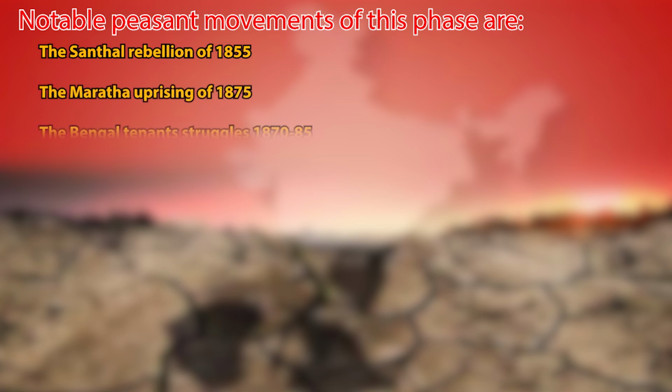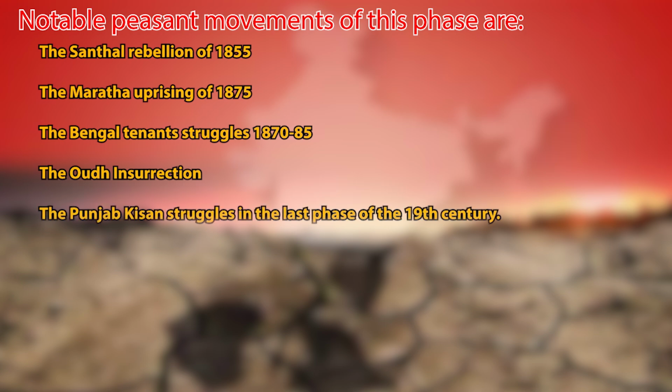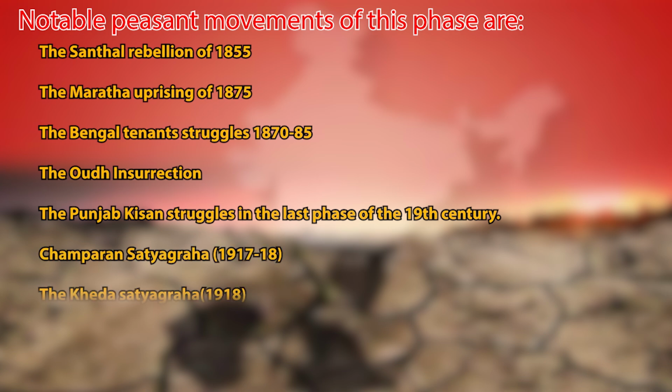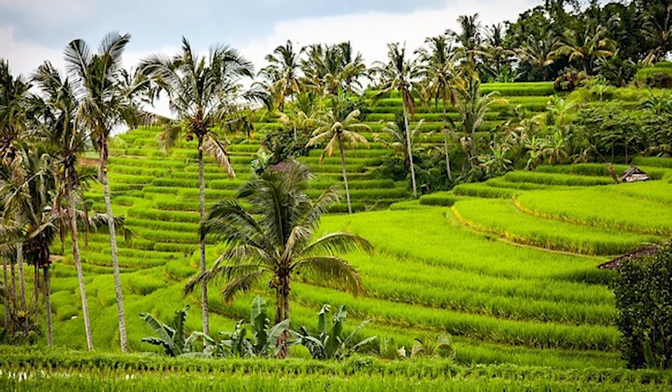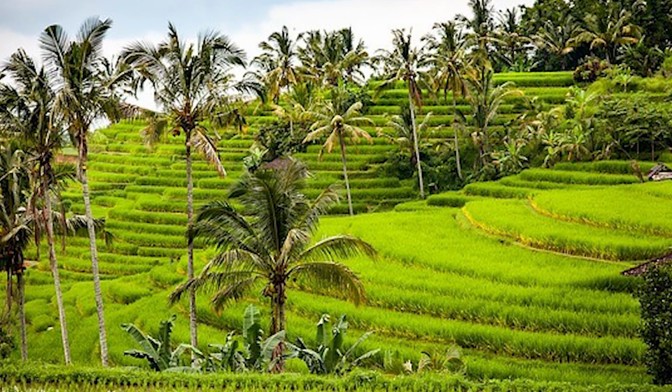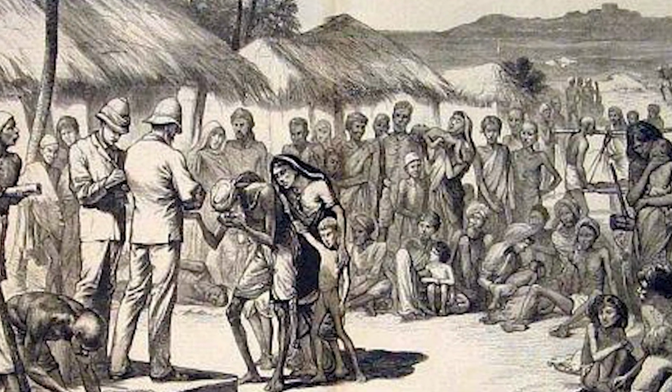Notable peasant movements of this phase are the Santhal Rebellion, the Maratha Uprising, the Bengal Tenant Struggle, the Oudh Insurrection, the Punjab Kisan Struggle in the last phase of the 19th century, the Champaran Satyagraha, the Kheda Satyagraha and the Mopla Rebellion in Malabar. Champaran and Kheda were the prominent movements led by the Indian National Congress under the leadership of Mahatma Gandhi. The peasant movements initiated by the Indian National Congress in 1917 and 18 were restricted to seeking relief against the excessive rates of land revenue and were in no case directed against the zamindars.